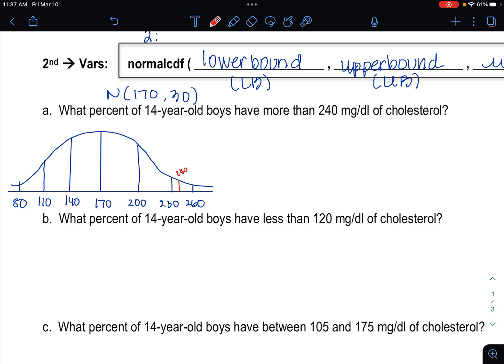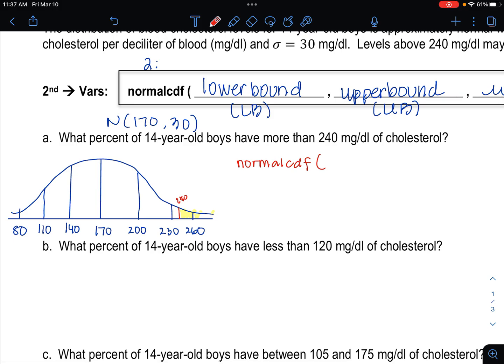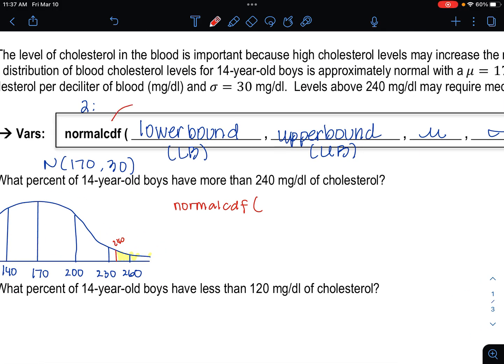And it says what percent of 14-year-old boys have more than 240, right? So I'll highlight where that is. My pen went out, sorry. Right here, I want this, okay? So what we're going to do is we're going to use our calculator. We're going to use normal CDF. Let me write it down first. We're going to use normal CDF when we are trying to find a shaded area. So use this when trying to find shaded area. So you're going to be trying to find the shaded area.